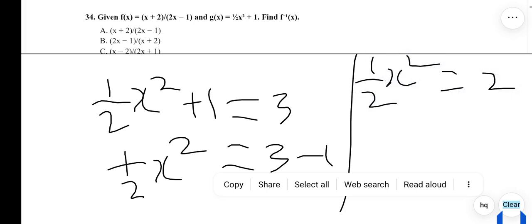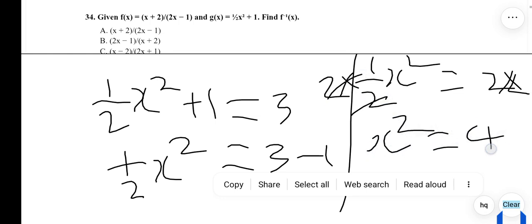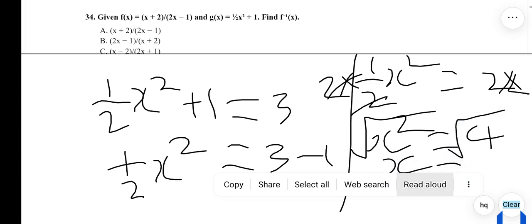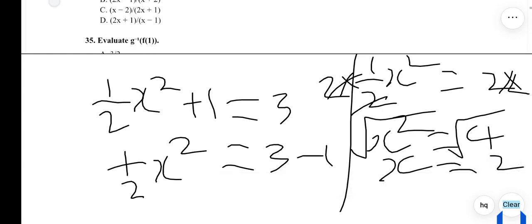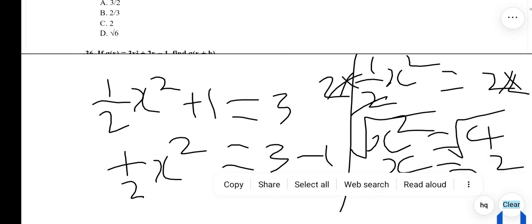So if I multiply both sides by 2, these two will cancel themselves. So I will have s squared is equal to 2 times 2, which is 4. So I will square root both sides. So my x is going to give me square root of 4, which is 2. So my answer is 2. So for question number 35, my answer is 2, which is option C.